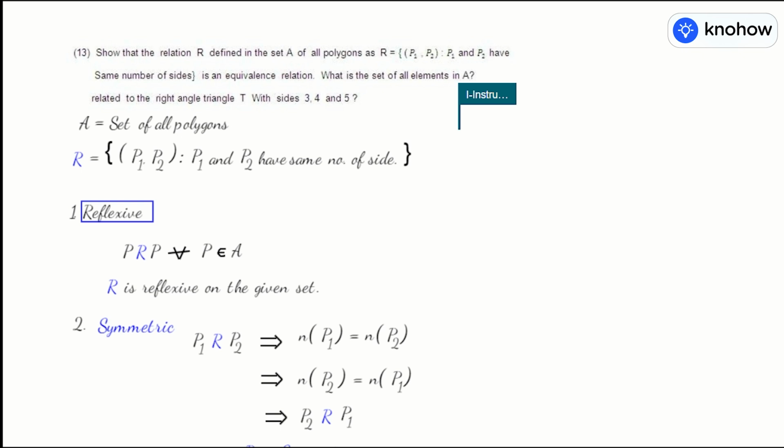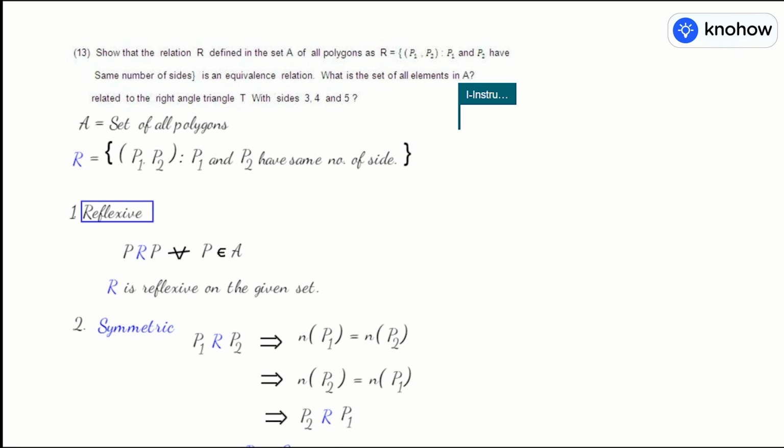Let L be the set of all lines in the XY plane and R is the relation in L defined as L1 and L2 are related provided L1 is parallel to L2. So we have to show that R is an equivalence relation, and further we have to find the set of all lines related to the line y equal to 2x plus 4, which means those parallel to this line.